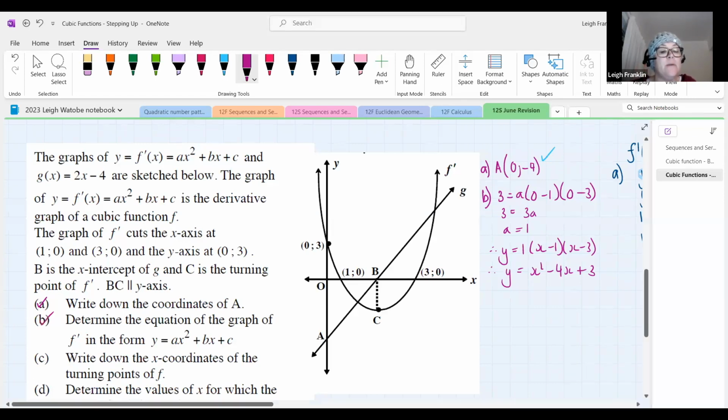Question C. Lovely. Well done, everybody. Okay, question C now. Writing down the coordinates of the turning points of f. So they're talking about the original function. What are the coordinates at the turning points, matrix? You can put answers into the chat if you want, or you unmute. What are the x coordinates at the turning points?